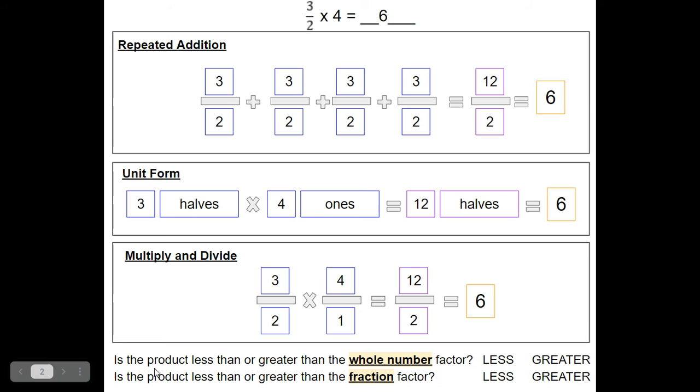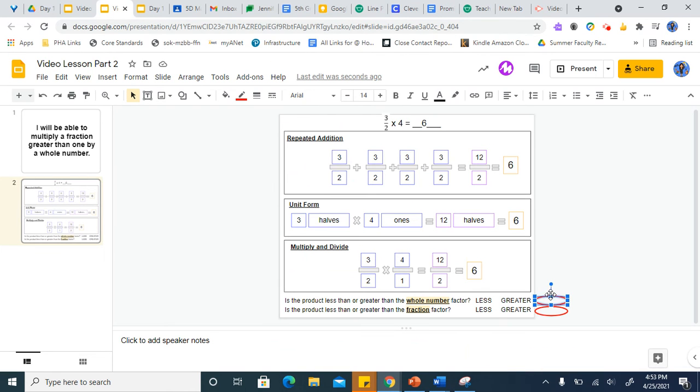Is the product, which is the answer to a multiplication sentence, less than or greater than the whole number factor? Well, let's see. Our answer is 6. The whole number factor is 4. Well, we know 6 is a greater number than 4. So our product or answer is greater.